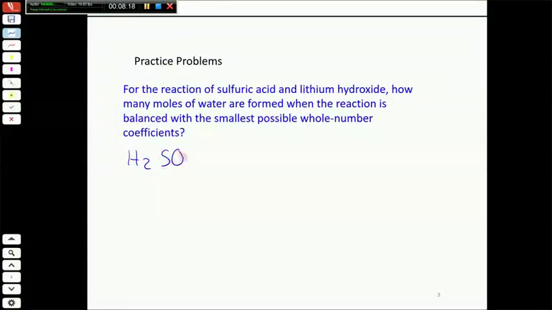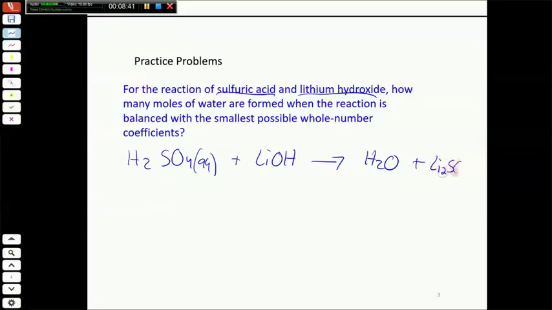H2SO4 is sulfuric acid, and then lithium hydroxide is going to be LiOH, and we form water and an ionic compound. So the ionic compound is going to include lithium from the lithium hydroxide, sulfate from the sulfuric acid, so the correct formula for that would be Li2SO4.